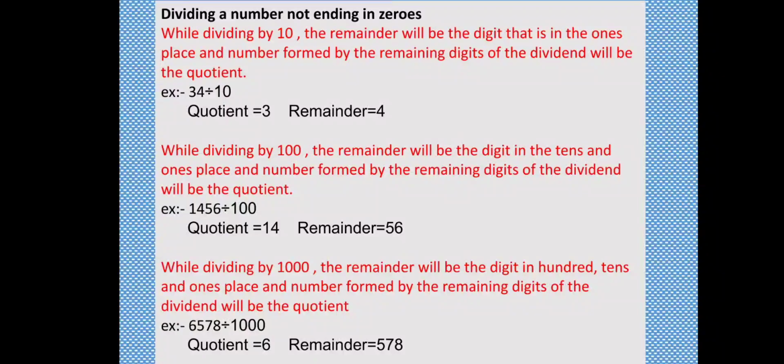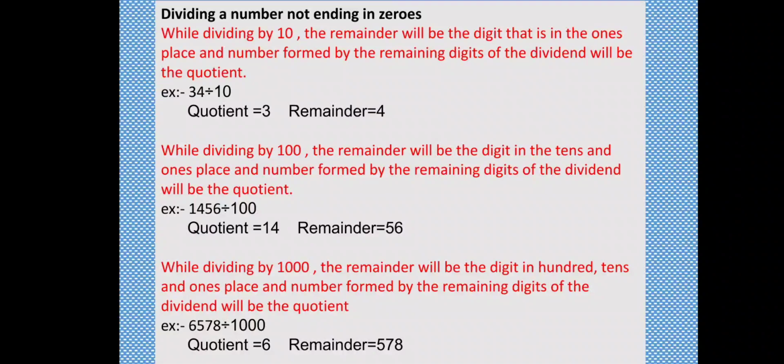While dividing by 1000, the remainder will be the digits in the hundreds, tens and ones place. The number formed by the remaining digits of the dividend will be the quotient. 6578 divided by 1000. So here the remainder is going to be the digits on the hundreds, tens and ones place, which is 578, and the rest of the number, which is 6, is going to be the quotient.